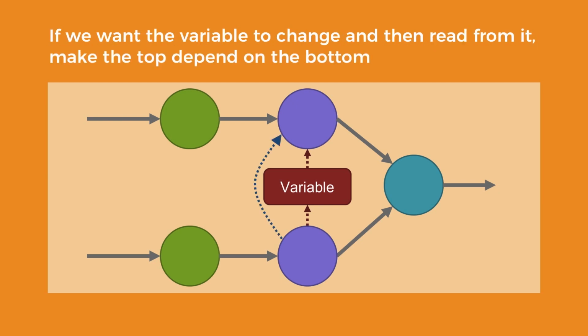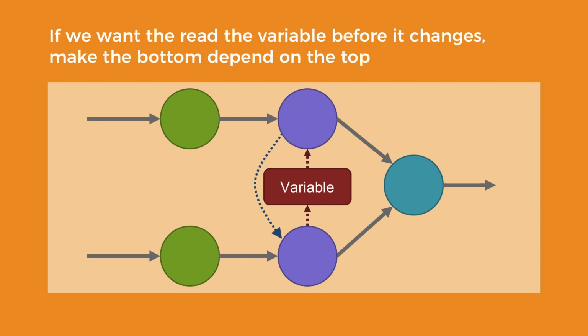So if we want the variable to change first, and then we read from it, we add the bottom node as a dependency to the top node. So the dependency runs first. In this case, the bottom node runs first, and then the top node. We can flip it to make it so that we read from the node first, before we actually change that variable.